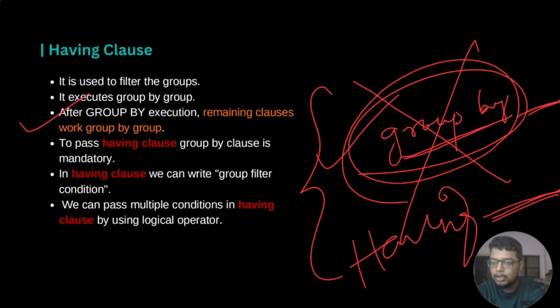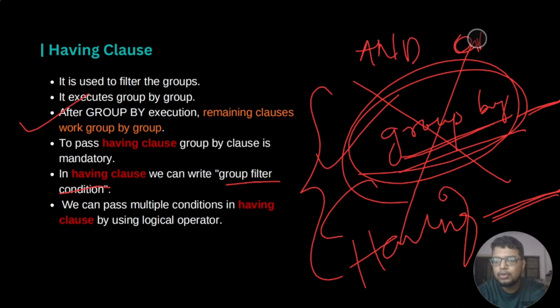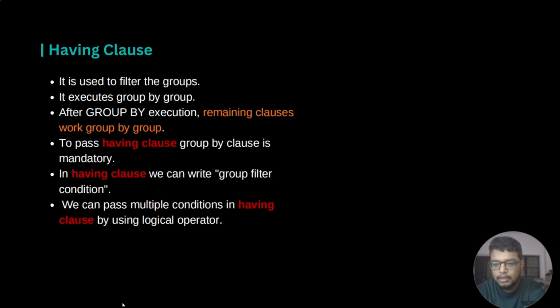It means after the group by clause, this having clause executes group by group. We are just filtering the group. That means group filter condition. You just have to keep in mind what a group filter condition is. In the having clause, as a parameter, we provide a group filter condition. We can pass multiple conditions in the having clause by using logical operators. If the question asks you to provide multiple conditions, yes, you can use logical operators like and, or, whatever you want. This is the theoretical part. I think you should take a screenshot of this and go through it. This is quite important.